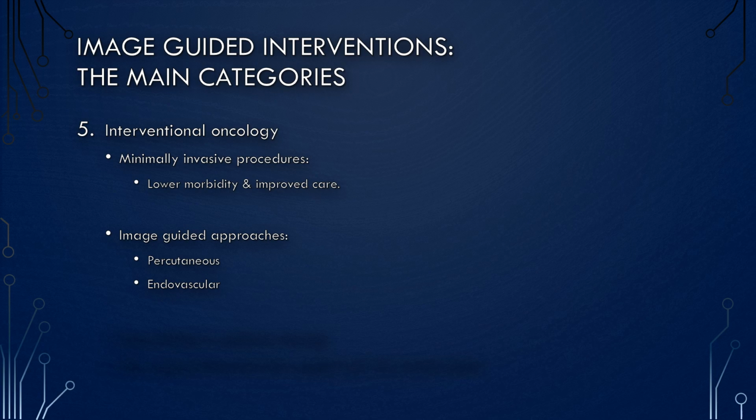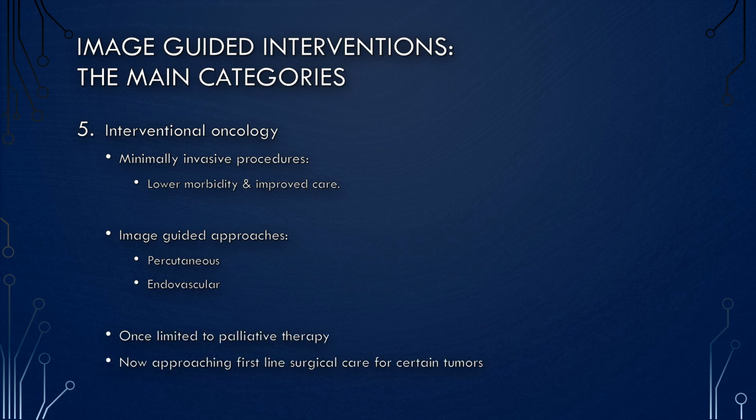Percutaneous meaning through the patient's body directly, for example, direct injection of the tumor itself through the skin, or endovascular, as we have seen in previous examples, going through the common femoral artery, for example, using catheters all the way into the tumor. When it was introduced, interventional oncology was limited to palliative therapy. However, new approaches and new techniques are now approaching first-line surgical care for certain tumors. They might be as good as surgeries in certain patients and certain tumors.